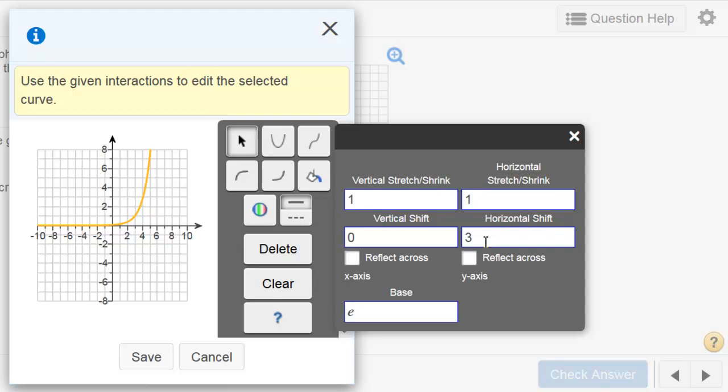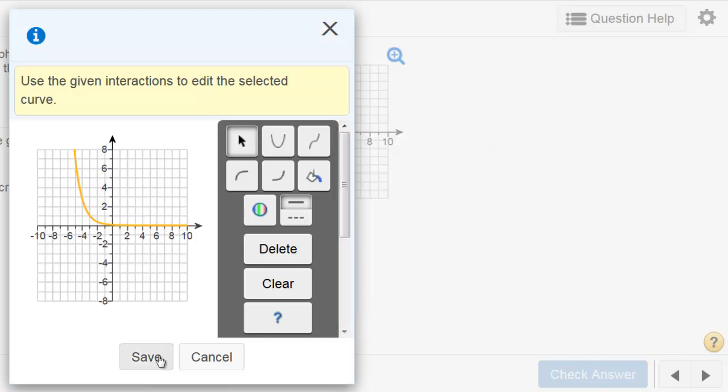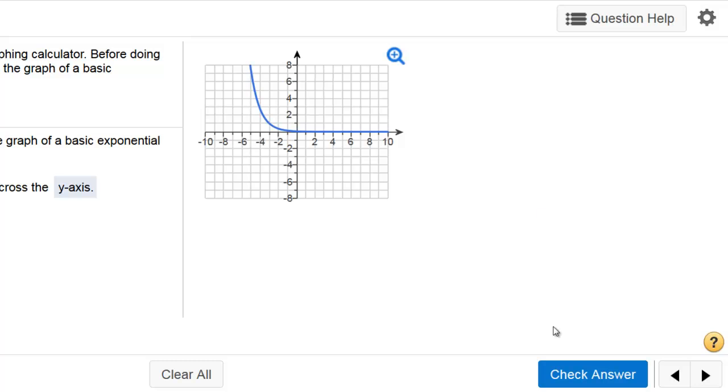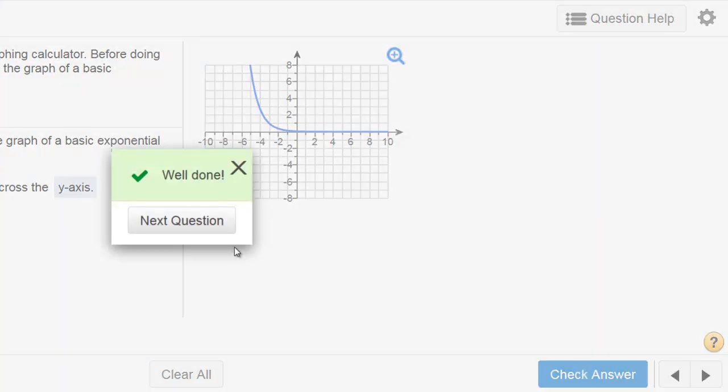After we do the horizontal shift, we want to follow this with a reflection across the y-axis. I'll check the box, and let's see if we get the y-axis reflection just as soon as I check the box. There we go. This should be the graph of f of x equals e to the quantity negative x minus 3. I'm going to close this window, click Save, check the answer, and we're good.